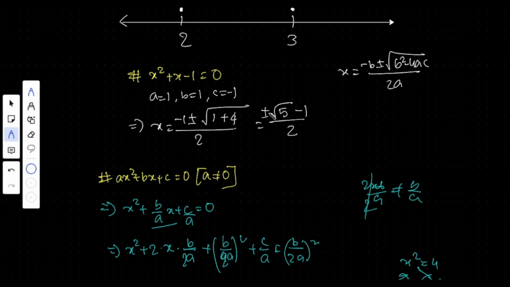And these are the two solutions. One is root 5 minus 1, the other is minus root 5 minus 1, divided by 2 in both cases. So that's how we do all of these.